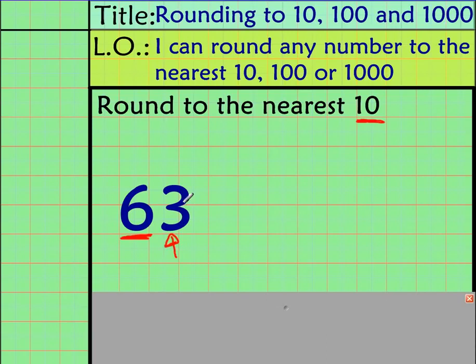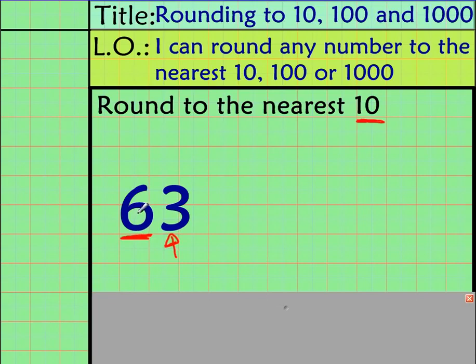If that number is a 4, 3, 2, 1 or 0, so less than a 5, that tells me I'm going to round down. If it's a 5 or above, 5, 6, 7, 8, 9, that tells me I'm going to round up. In this case this is a 3, so I round down. My indicator tells me what to do, but the digit I change is this underlined one. This is the one which might get changed.